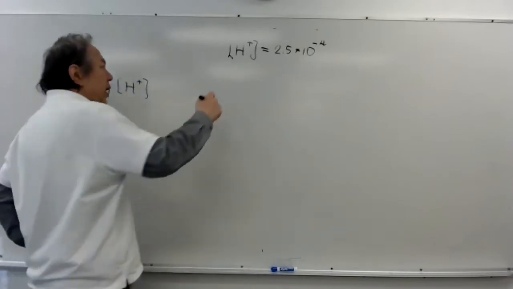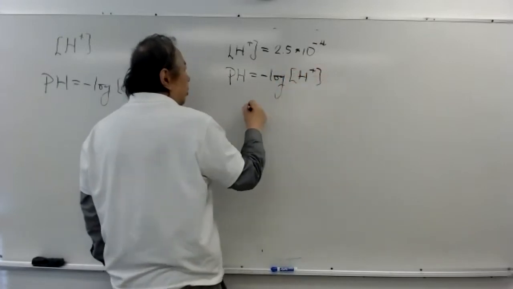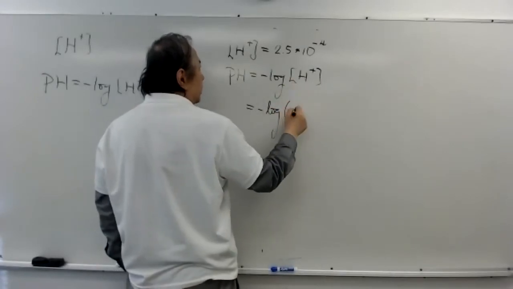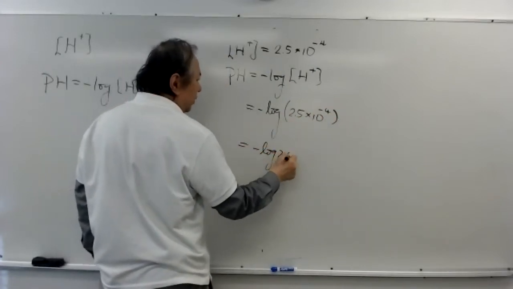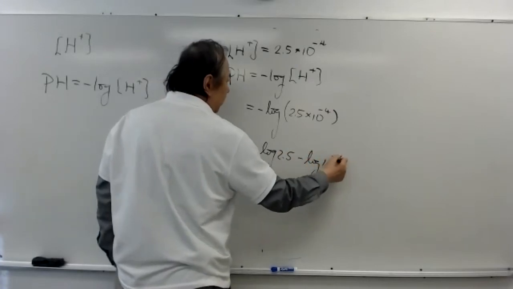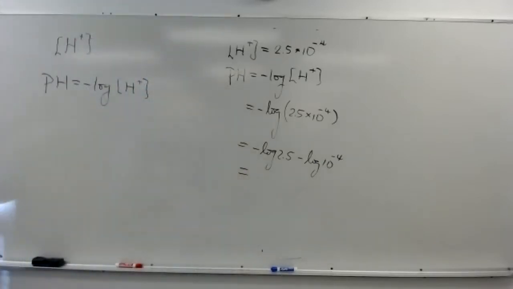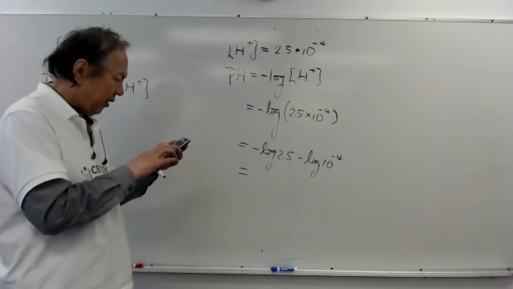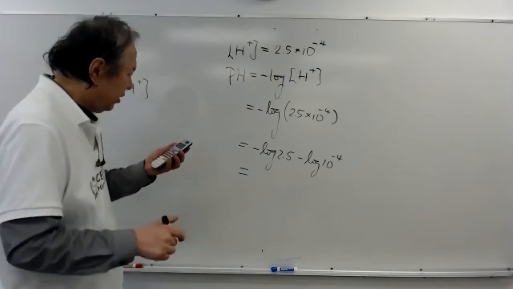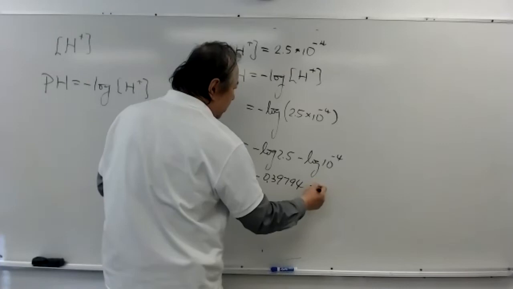How do you find the pH? It equals the negative log of the H plus concentration, which is 2.5 times 10 to the negative 4. We get negative log 2.5 minus log 10 to the negative 4. Then we use the calculator to do the calculation. Log 2.5, we got the answer negative 0.39794. This one plus the 4.